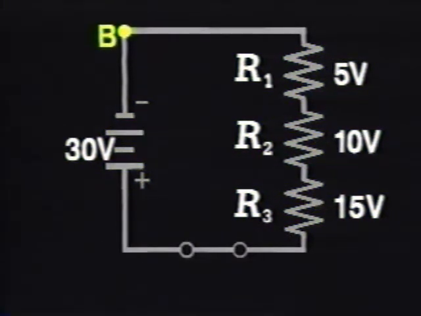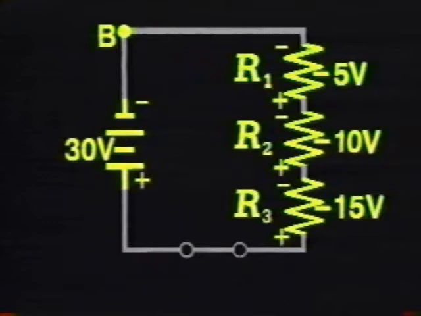Let's start from a different point. Moving clockwise from point B, there is a minus 5 volts across R1, minus 10 volts across R2, minus 15 volts across R3, and plus 30 volts for the supply voltage. Minus 5 minus 10 minus 15 plus 30 once again equals 0.